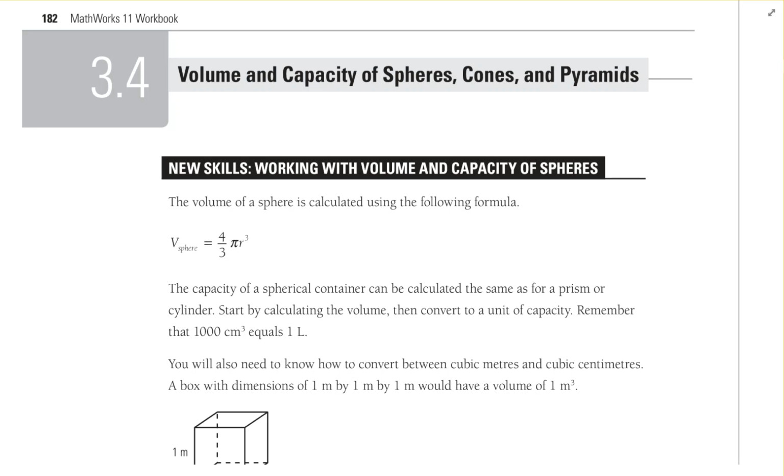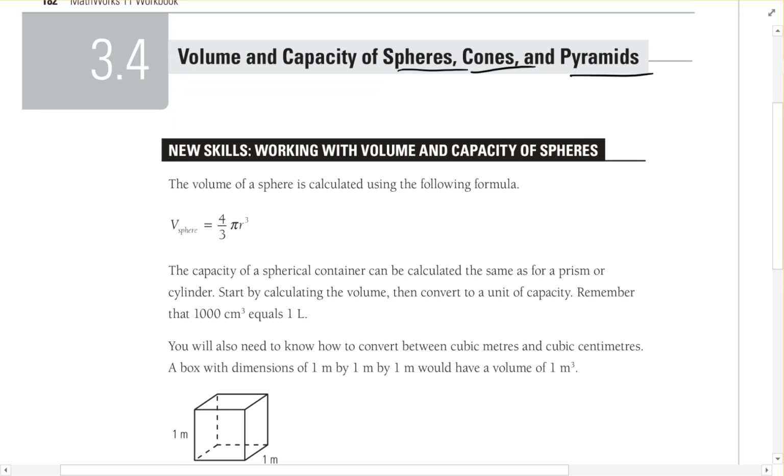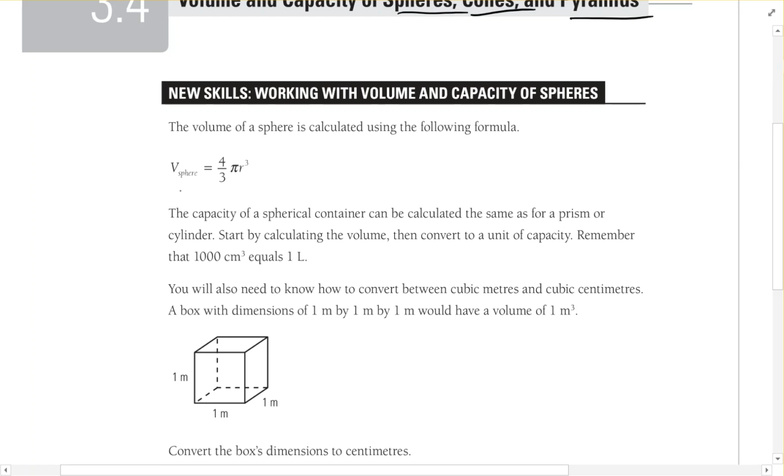Welcome to 3.4, volume and capacity of spheres, cones, and pyramids. This is going to be the last one of chapter 3. We're going to start off with the formula for a sphere.